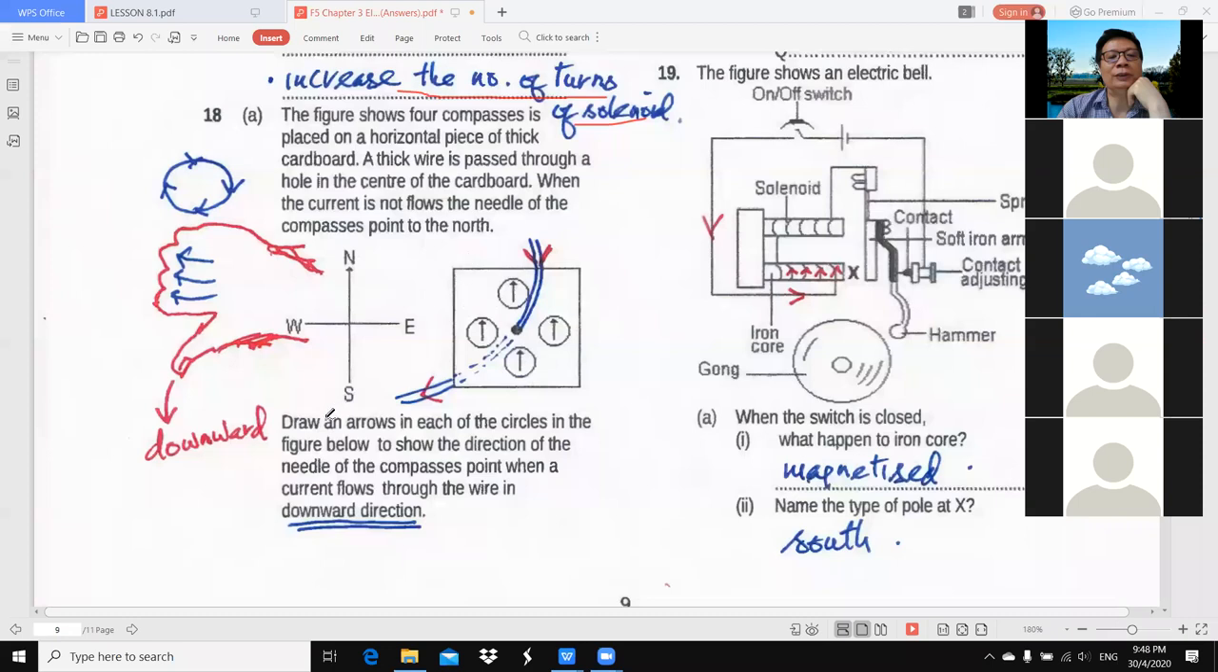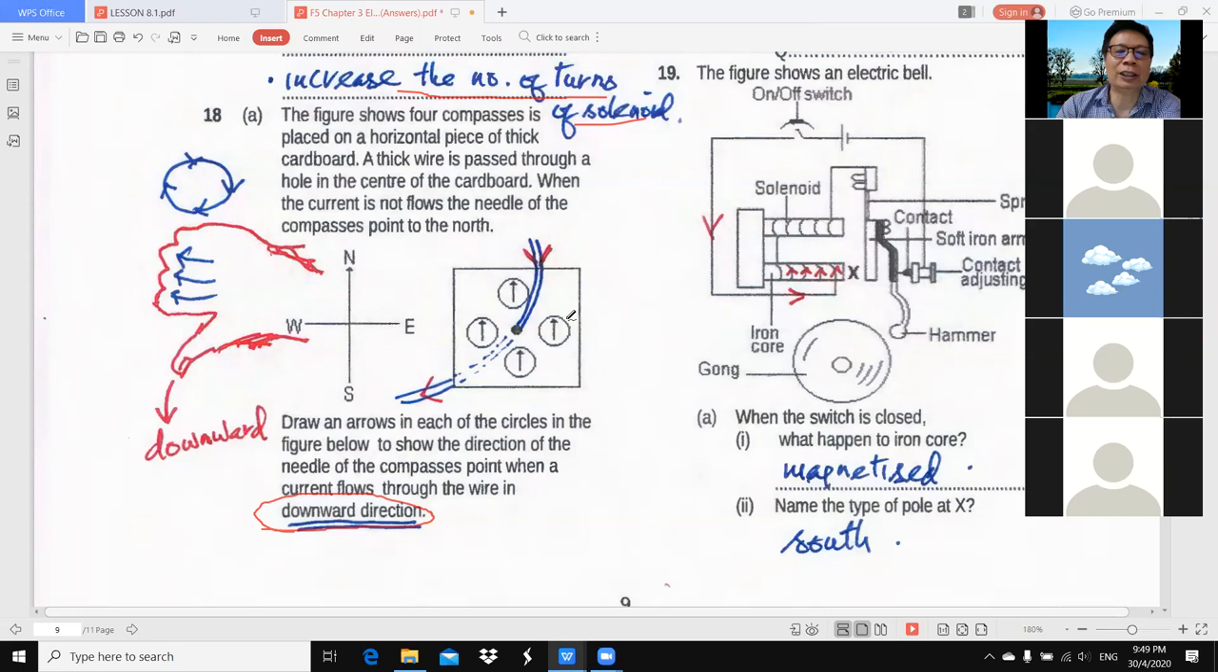Draw an arrow in each of the circuits to show the direction of the needle when current flows in the downward direction. Downward means the current flows from the top of the paper, goes into the paper, then comes out. Understand? This is called flowing downward. So this is the direction of current.